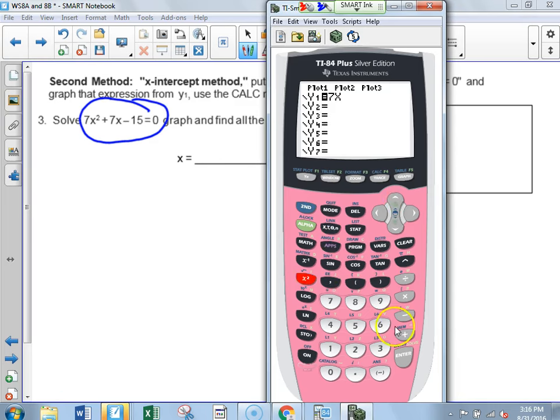(7x squared plus 7x minus 15). Plus would be good in there, half hour.